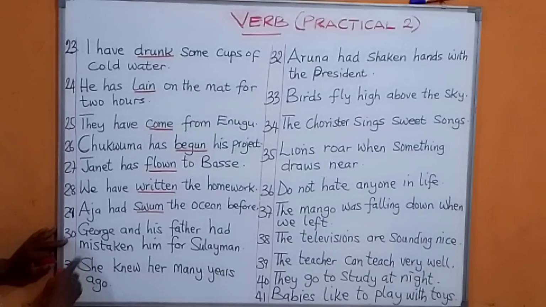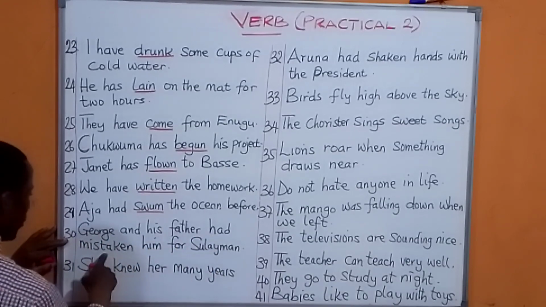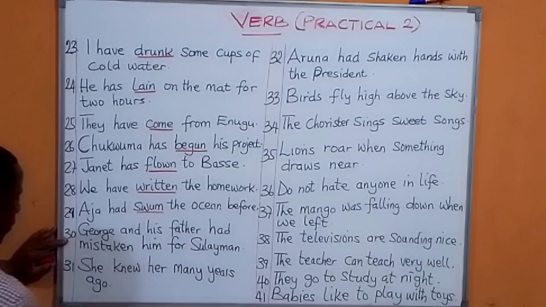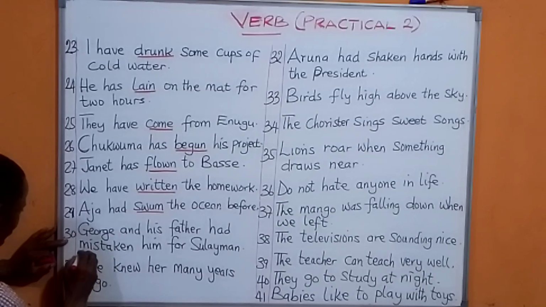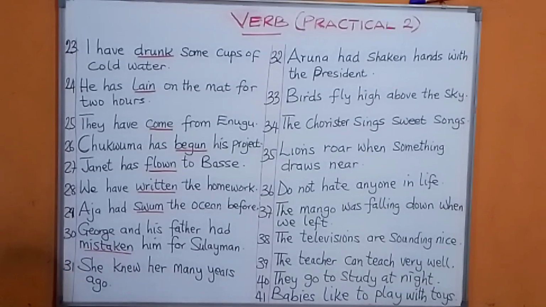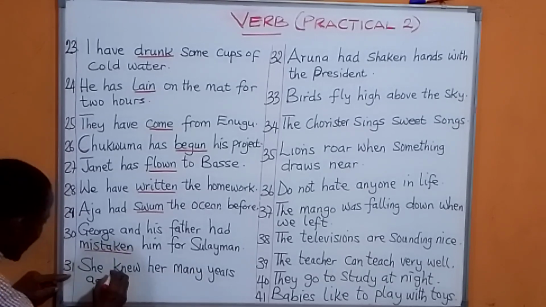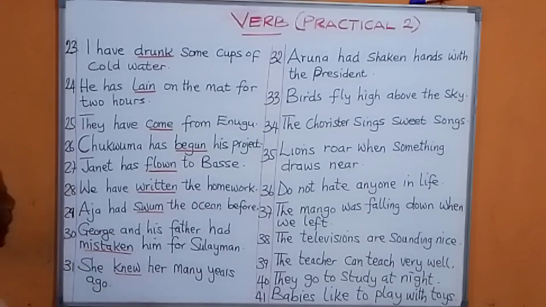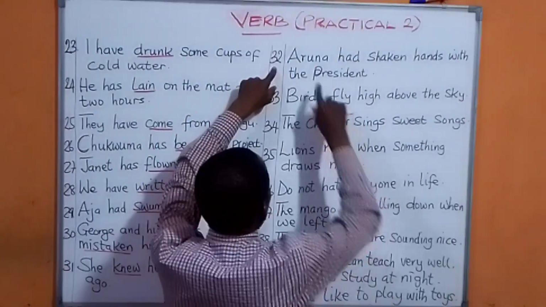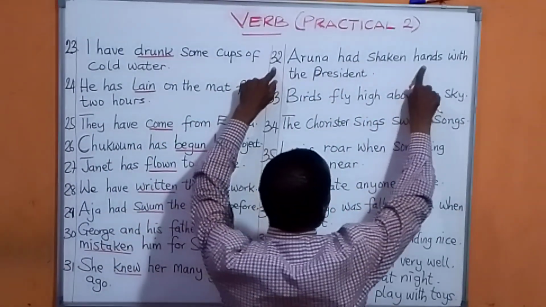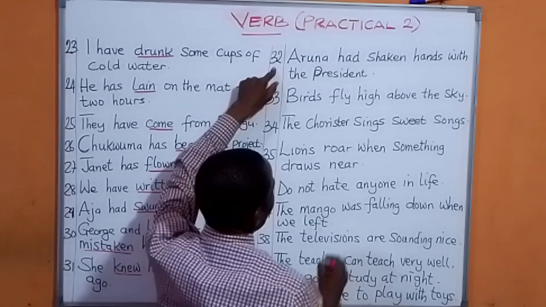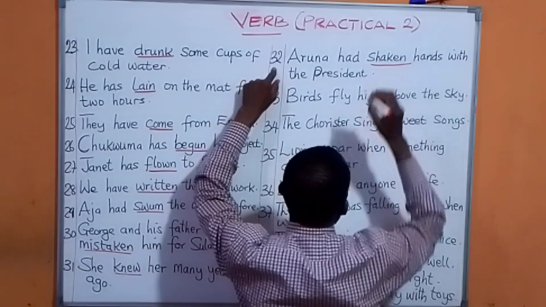Sworn. George and his father had mistaken him for Suleiman. What's the action word there? Mistaken. She knew her many years ago. What's the action word there? Knew. That's the verb. Haruna had shaken hands with the president. What's the action word there? Shaking.